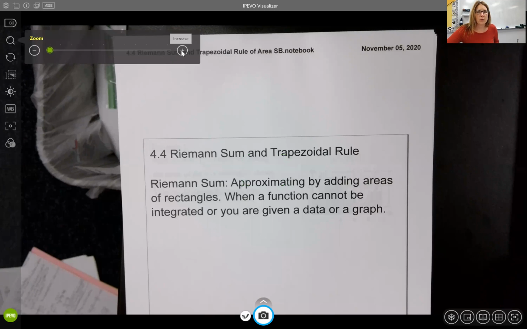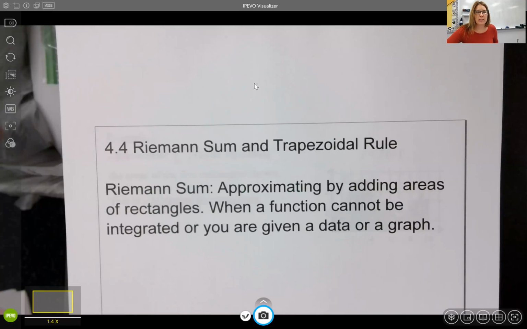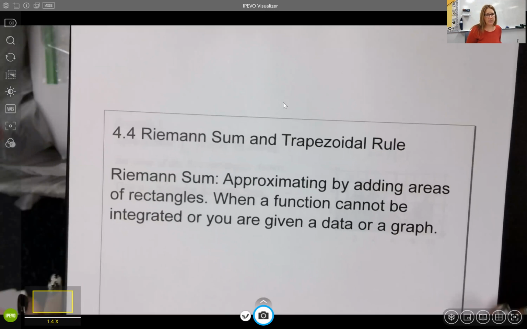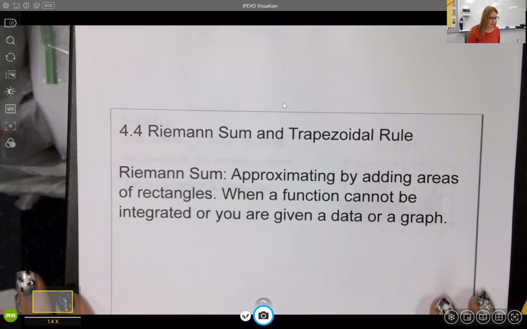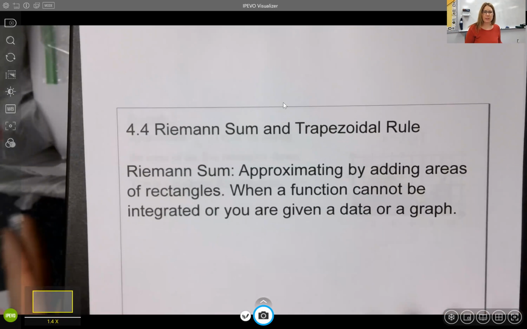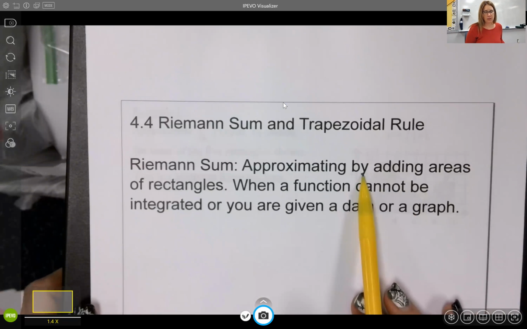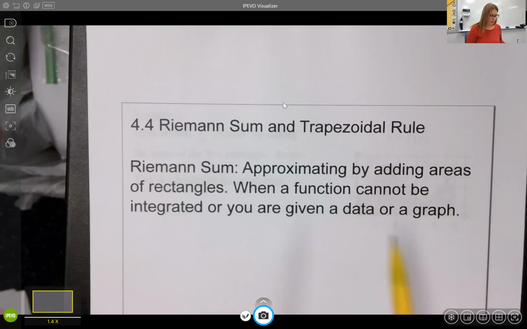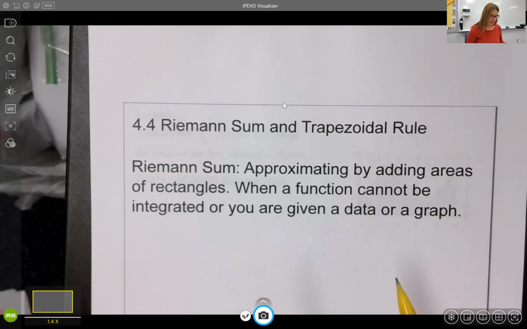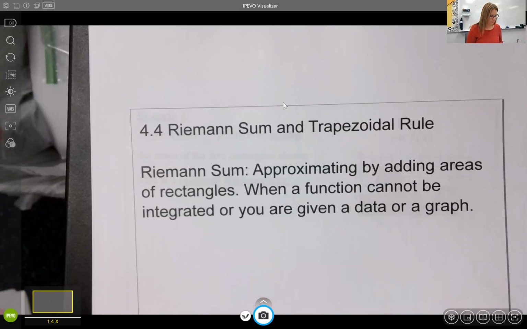Okay, so the reason why we do these Riemann sums and the trapezoidal rule is when we have an area of something, so we're given a graph or some data, and we don't have a function, so I'm not able to just take the integral and find that area. So in this case, I'm going to approximate with rectangles. It's not exact, it's an approximation, and that will help me to figure out approximate areas. And then there's a couple of different ways to get closer and closer to the actual area, okay?